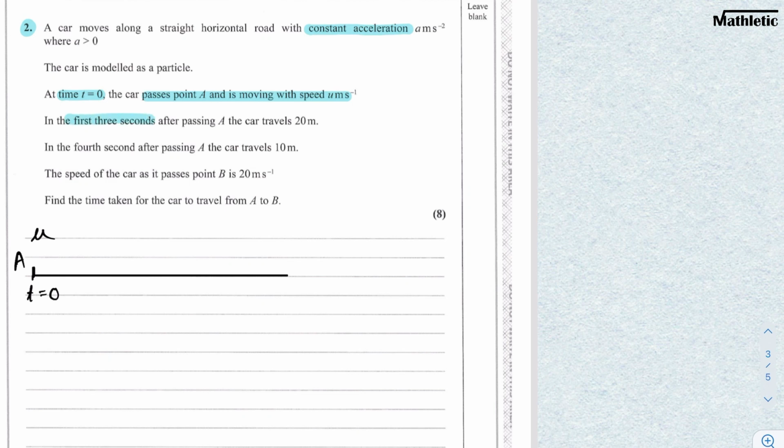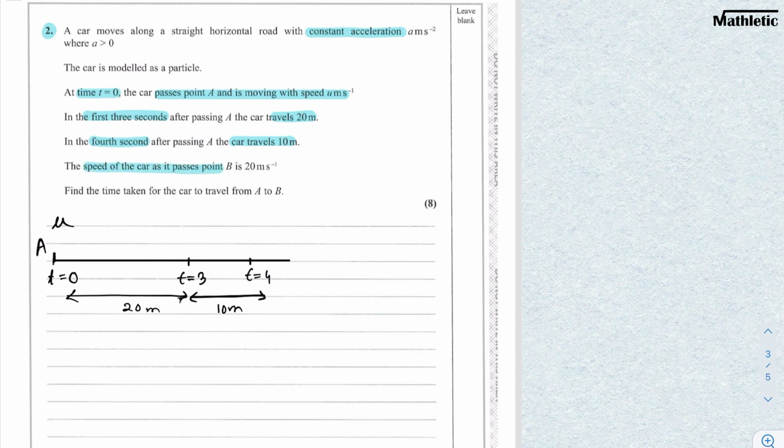In the first 3 seconds after passing point A, the car travels a distance of 20. So if I assume this point as the second point, t is 3. So far, the distance traveled is actually 20 meters. In the 4th second, the car travels 10 meters. So if this is t equals 4, in this 4th second, from t3 to t4, the distance traveled is 10 meters.